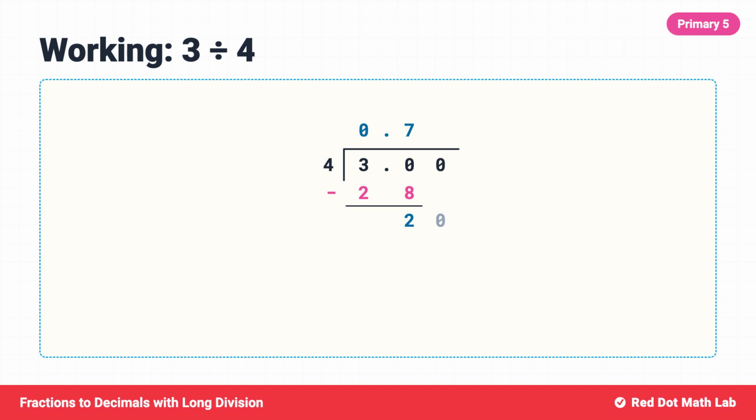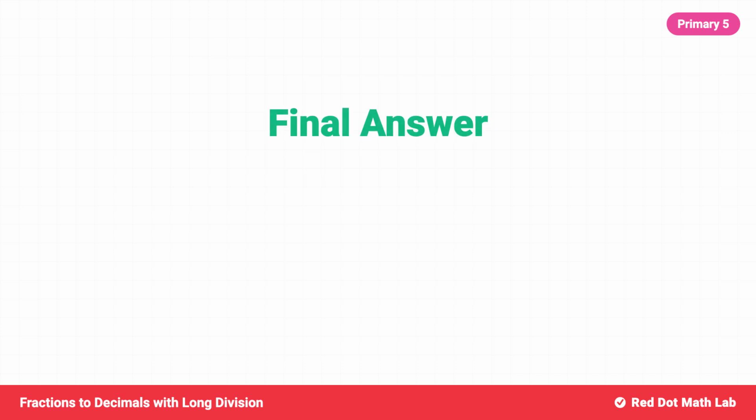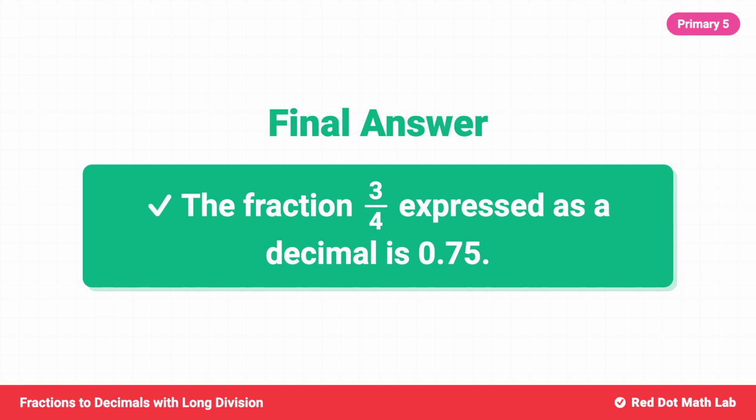We bring down another 0 to make 20. 4 goes into 20 5 times exactly. 5 times 4 is 20. 20 minus 20 equals 0. There is no remainder, so we stop. Do you see? 3 divided by 4 equals 0.75. So now we can state our answer. The fraction 3/4 expressed as a decimal is 0.75.